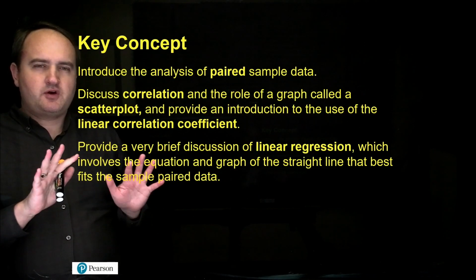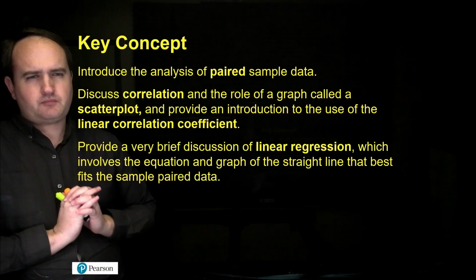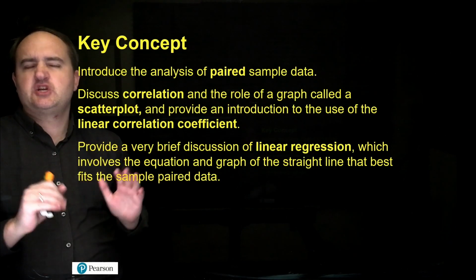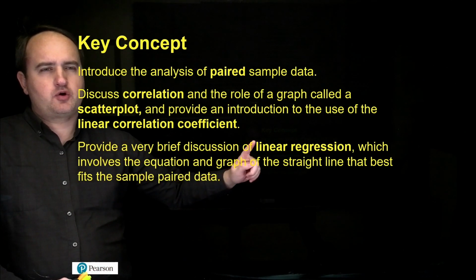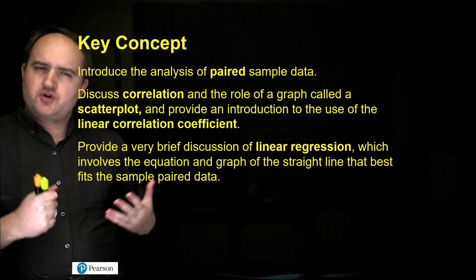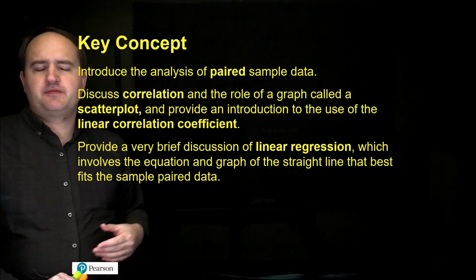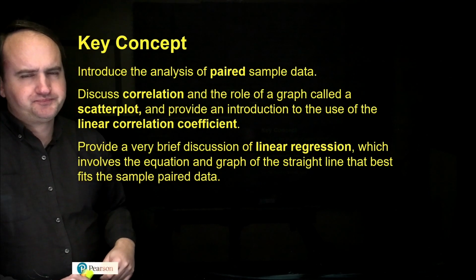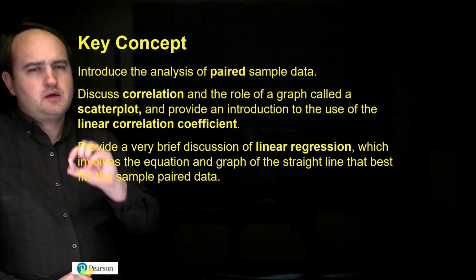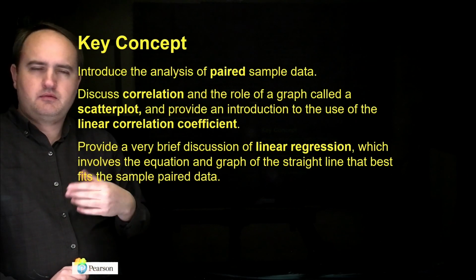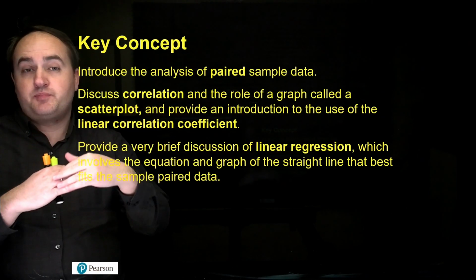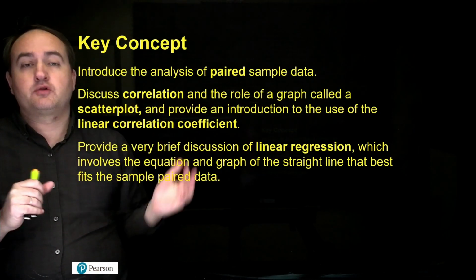Okay, but this is just a brief introduction to this stuff. So we're not going to actually be calculating the linear correlation coefficient. And in your homework and on your quiz and in the exam, it's mostly just going to be, can you construct a scatter plot correctly? And then looking at the graph, does it appear to have a linear correlation or not?